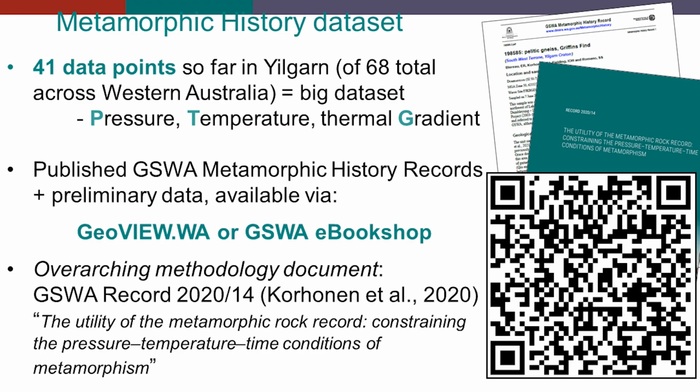And the technique that we use is comparable to what Naomi does at UWA, what anything out of Curtin would be coming from, so we can incorporate these data as well, although that's not presented here. We've got 68 points so far across the state, so this is becoming quite a large, robust data set. We report the pressure, the temperature, and the thermal gradient, which again is this thermobarometric ratio. These are published as metamorphic history records, which are available in GeoView or the bookshop.